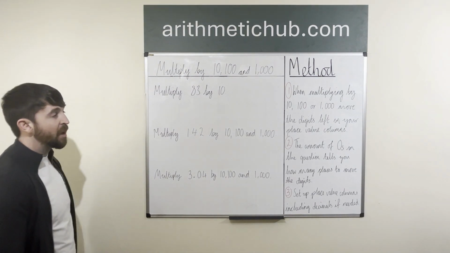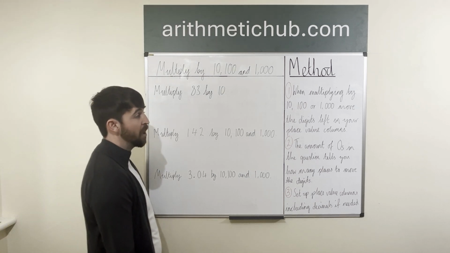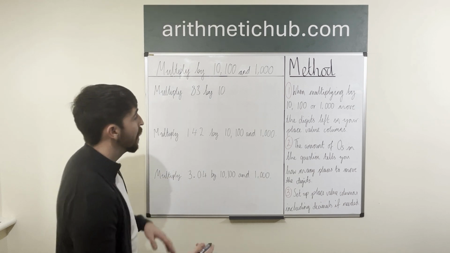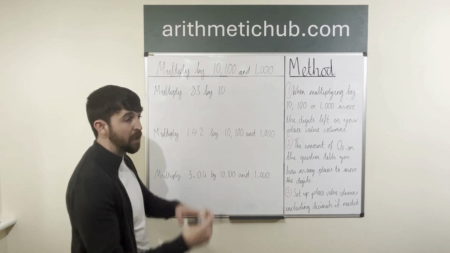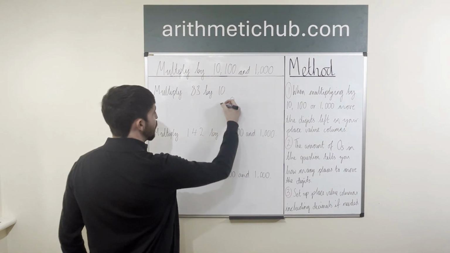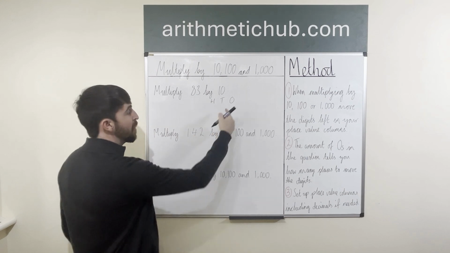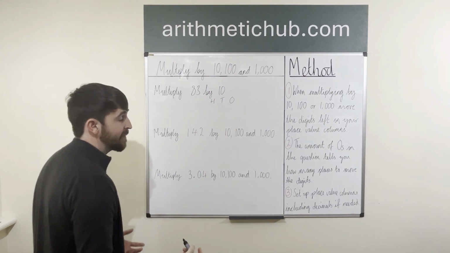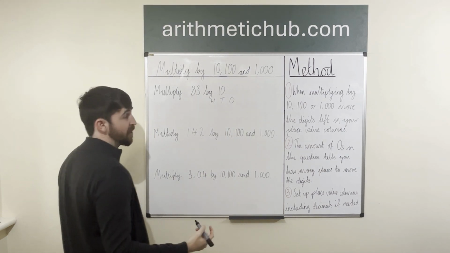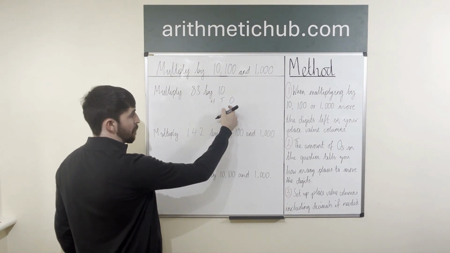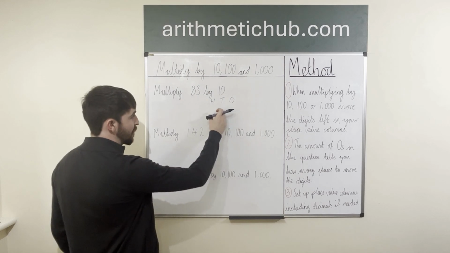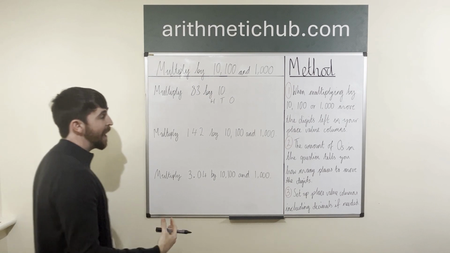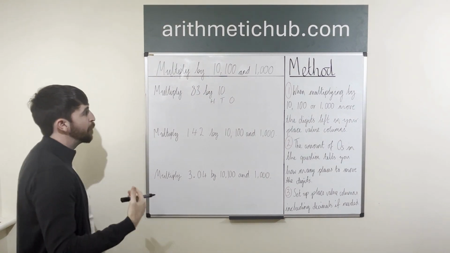So the first thing says, when multiplying by 10, 100 or 1000, move the digits left in your place value columns, because we know if we go left in our place value columns, we go maybe, for example, if we've got our ones, then our tens, then our hundreds. So if we go left, then it becomes bigger, doesn't it? If we're multiplying by 10, 100 or 1000, we need our number to become bigger. So we're going from a number with a value in the ones to a number with a value in the tens or a value in the hundreds. It's getting bigger, isn't it? So the reason we move to the left is because we want our number to get bigger, okay?